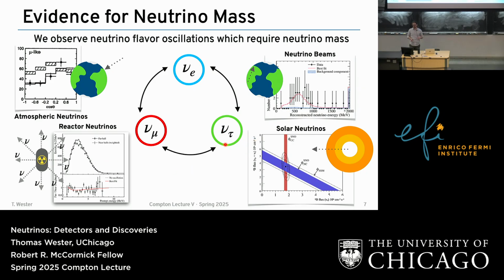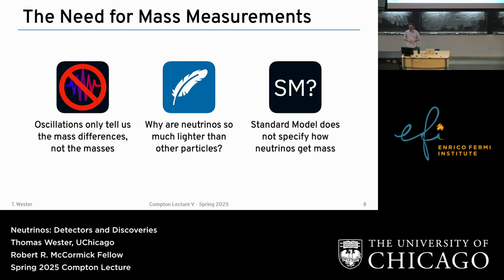Same thing with the sun. Solar neutrinos also exhibit this behavior. And then neutrino beams, where we have a very precisely controlled beam of muon neutrinos. We can see that that beam of muon neutrinos does not stay muon neutrinos by the time it reaches our detector. And this process can only happen if the neutrinos have mass. So what we really need are mass measurements.